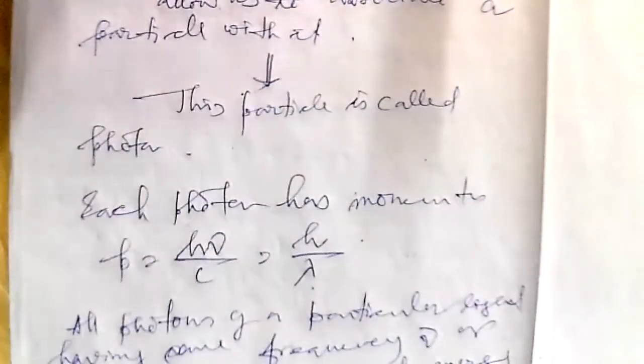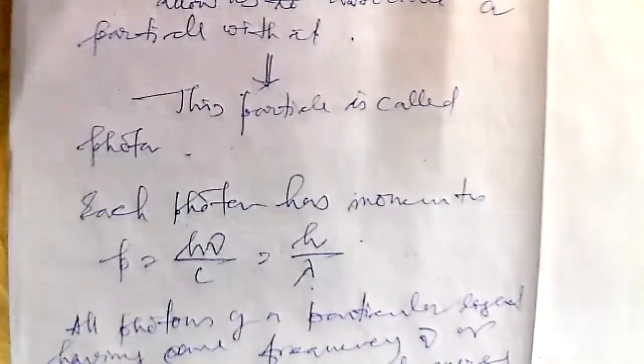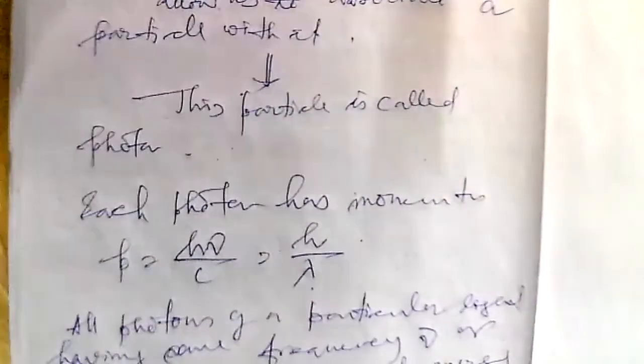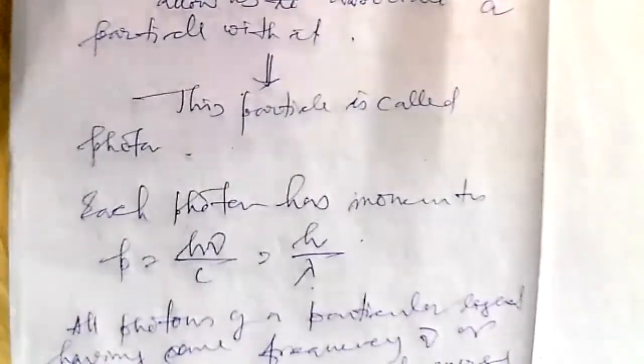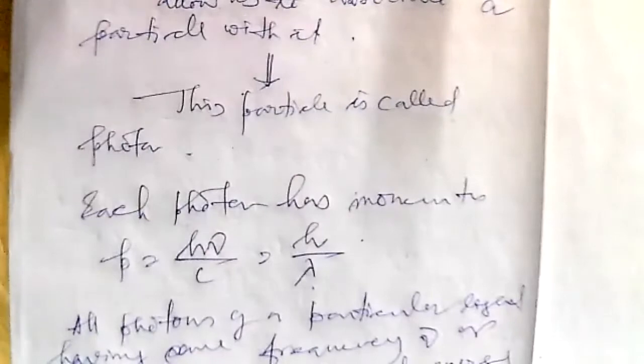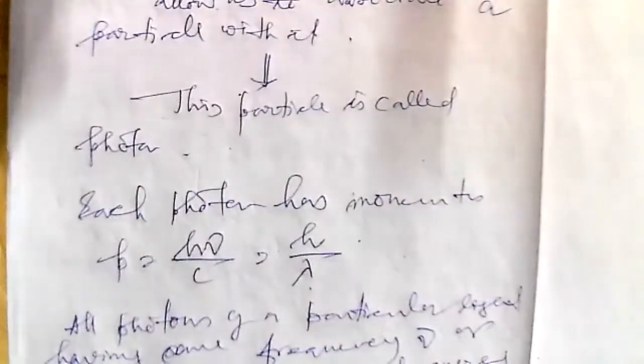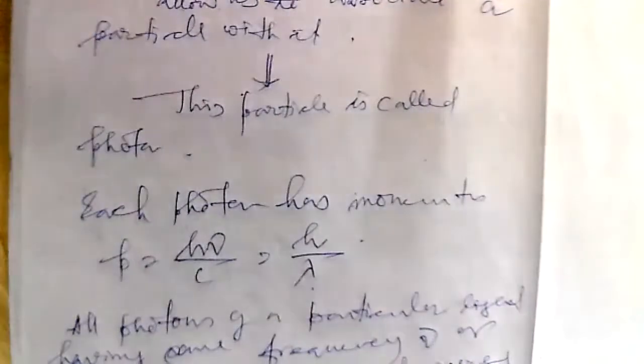And lastly, if the intensity of light of a given wavelength is increased, there is an increase in the number of photons incident on a given area in a given time, but the energy of each photon remains the same. Energy of a photon can only be increased by increasing the frequency.